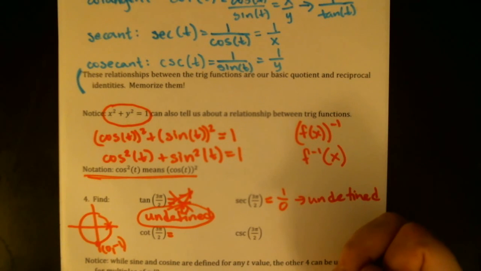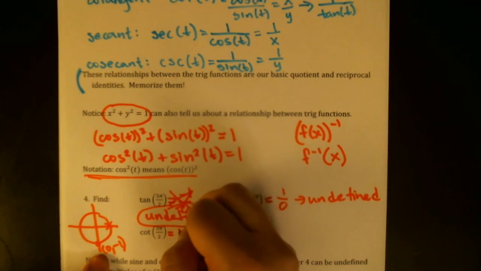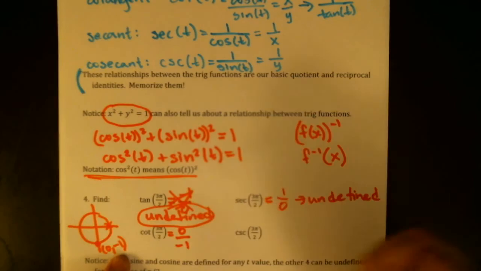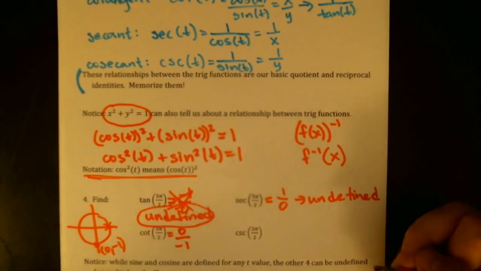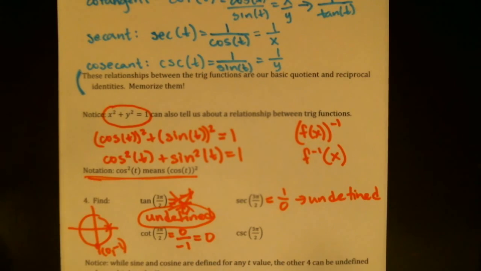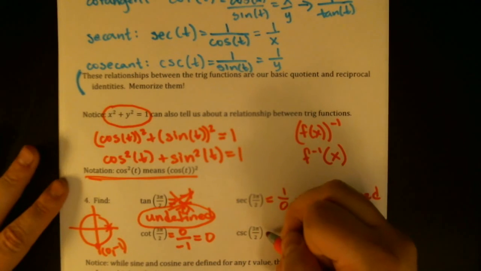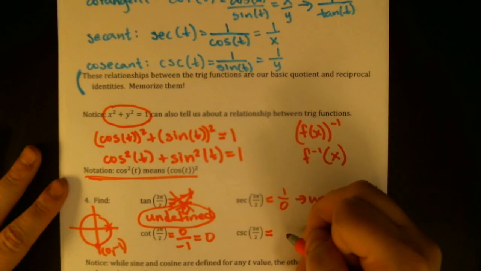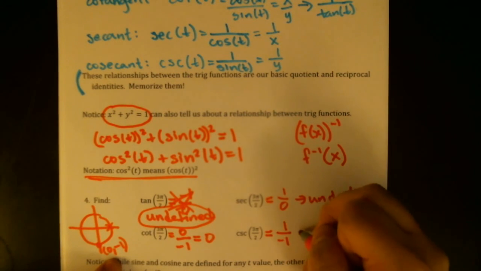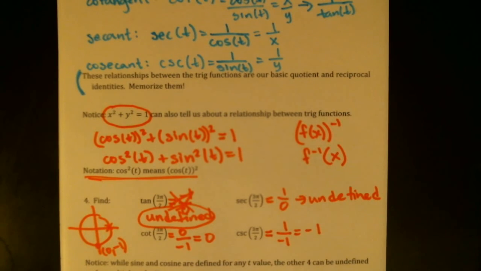Cotangent is cosine over sine. So cosine is your x, and that's 0. Sine is your y, and that's -1. So this one finally is not undefined, but it is 0. All right, and then last one, cosecant is 1 over sine. The value of sine was -1, which means this one is -1.